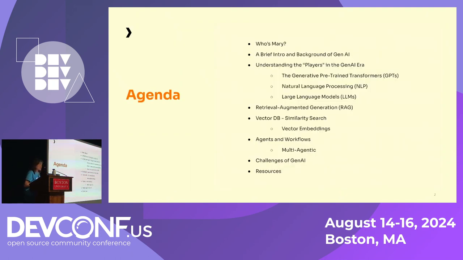Okay, so this is the agenda for today. A bit of introduction, and then we'll get into some of the terminologies that we all are hearing about: retrieval augmented generation and vector databases. I'll also be touching a little bit on agents, workflows, and multi-agentic. I won't be able to get into them very deeply because it's just a 30-minute talk, but I'll at least give you some idea. And then the challenges too. Normally I would do this talk for 15 minutes and include a small demo, but today, being so short, I won't have time to do the demo.